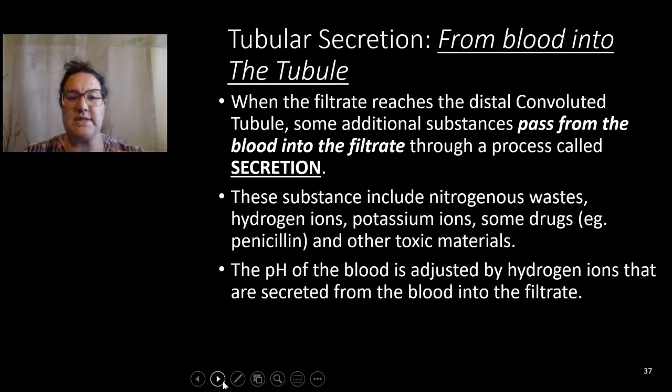When the filtrate reaches the distal convoluted tubule, some additional substances pass from the blood into the filtrate through a process called secretion. Now, these substances include nitrogenous wastes, hydrogen ions, potassium ions, some drugs, and other toxic materials. And the pH of the blood is adjusted by the hydrogen ions that are secreted from the blood into the filtrate. So this is another way that the body can maintain its optimal blood pH.